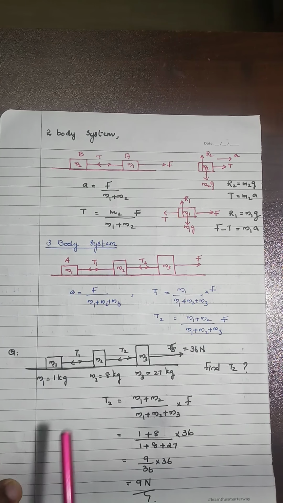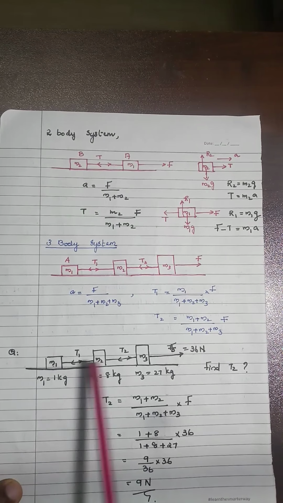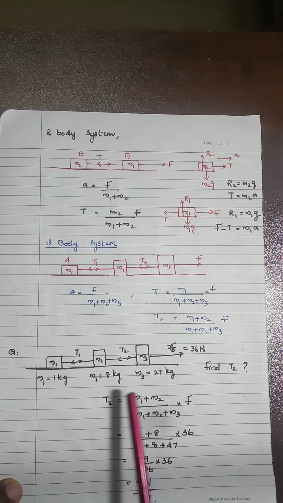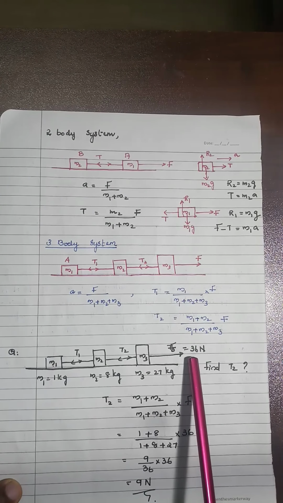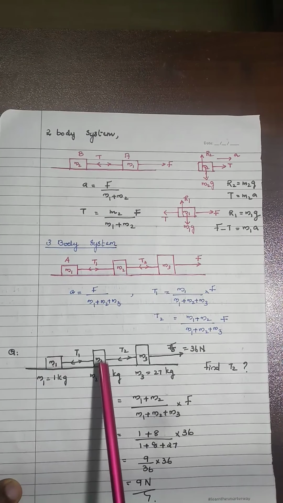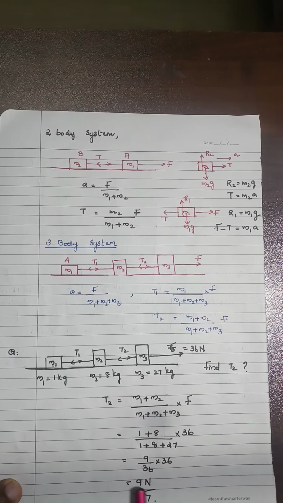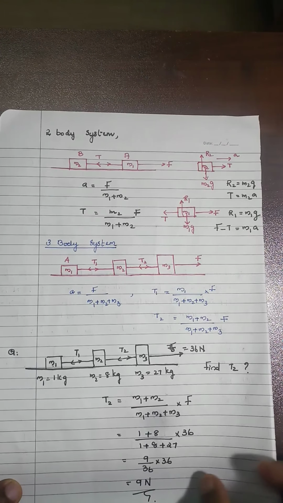Good. So here is another examination question. The three masses are 1 kilogram, 8 kilogram and 27 kilogram. We are applying a 36 Newton force. We have to find what T2 is. So simply the other masses M1 plus M2 by the total mass into total force, you get the answer. So that is the two body and three body system. Now we can move on to another concept, a connected system.